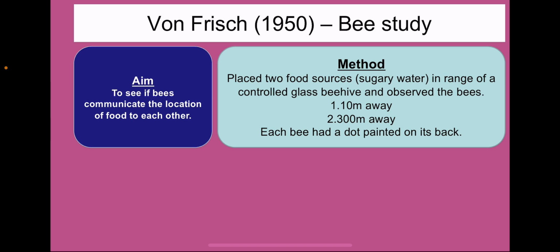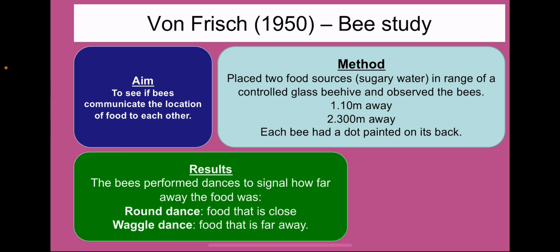and then he placed 2 food sources of sugary water in range of this glass beehive, and then he simply observed the bees. What's important to know is that one of those sources of sugary water was about 10 meters away and the other one was about 300 meters away. So one was close and one was far away. He watched the bees fly off, and then he watched them come back, and he observed what they did. Basically, he noticed that the bees were performing special dances to each other to signal how far away the food was that they found.